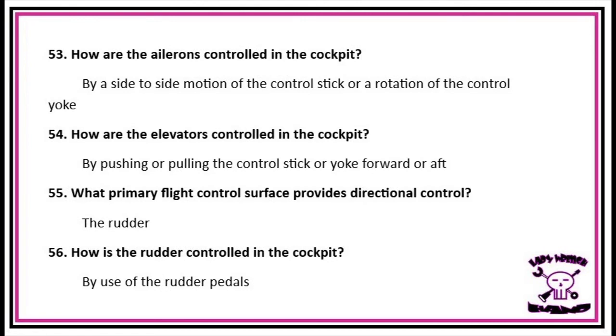53. How are the ailerons controlled in the cockpit? By a side-to-side motion of the control stick or a rotation of the control yoke. 54. How are the elevators controlled in the cockpit? By pushing or pulling the control stick or yoke forward or aft.